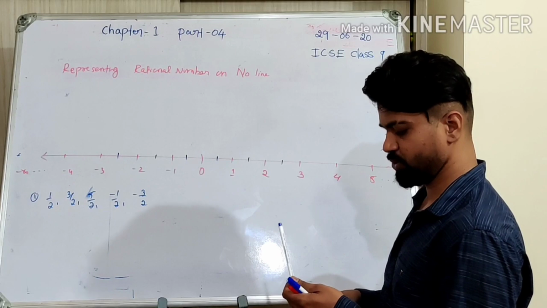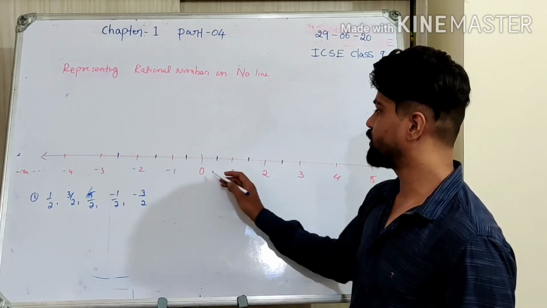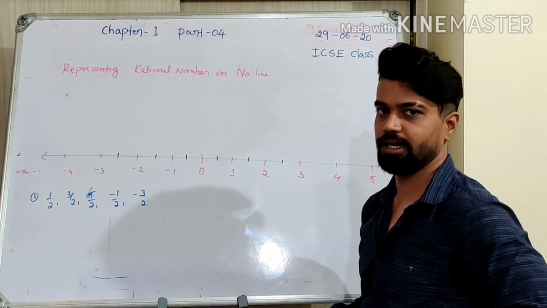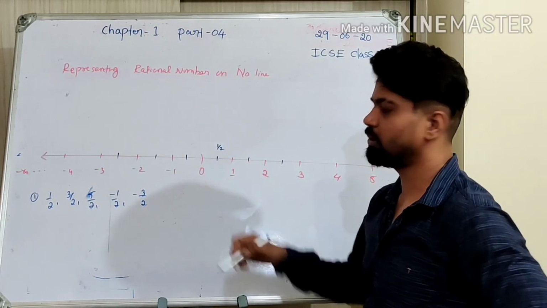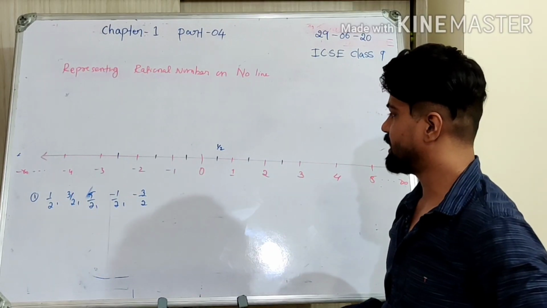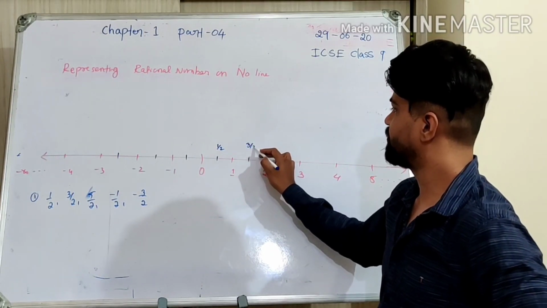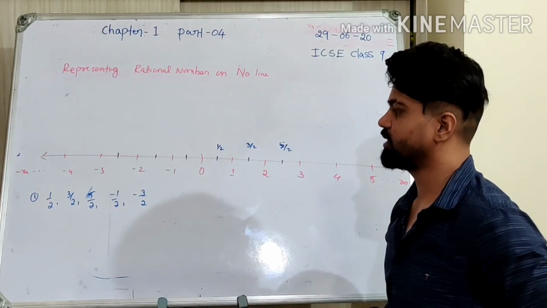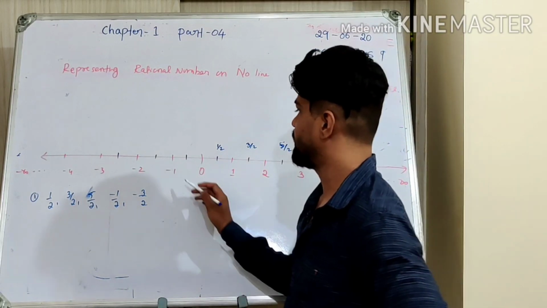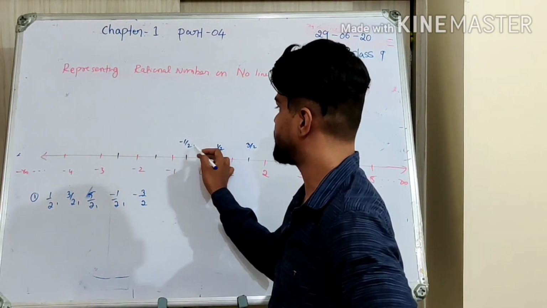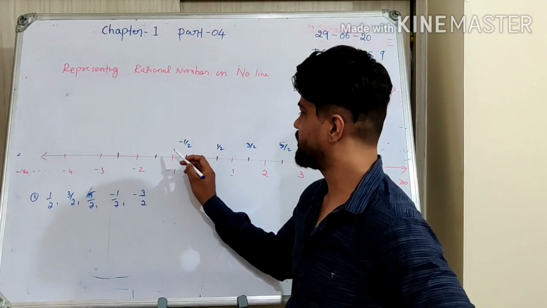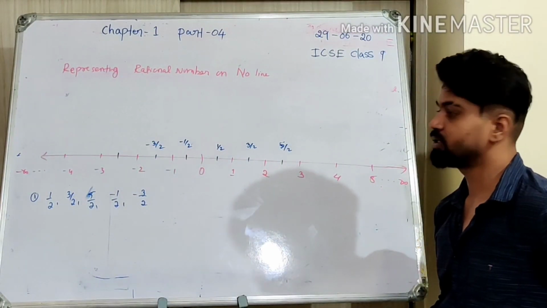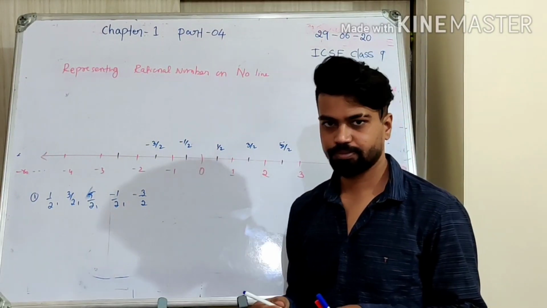So what is that? 1 by 2. Can you tell me where is 1 by 2? 1 by 2 is half. That is exactly between 0 and 1. By taking the average of 0 and 1, we get 1 by 2. So this is where 1 by 2 lies. Okay. Similarly, 3 by 2 lies between 1 and 2. Then 5 by 2 lies between 2 and 3. Right. Similarly, minus 1 by 2 lies where? Minus 1 by 2 lies between minus 0 and minus 1. And minus 3 by 2 lies between minus 1 and minus 2. So this is how you do it.